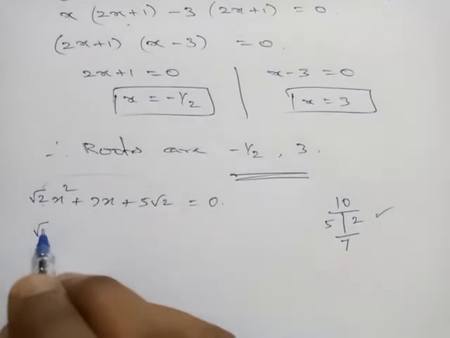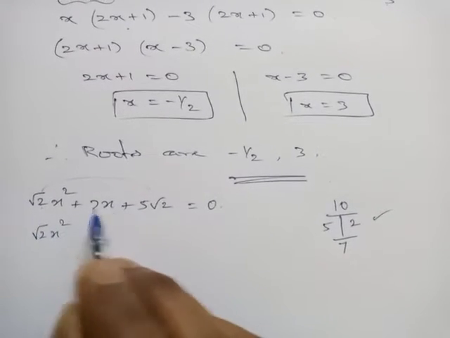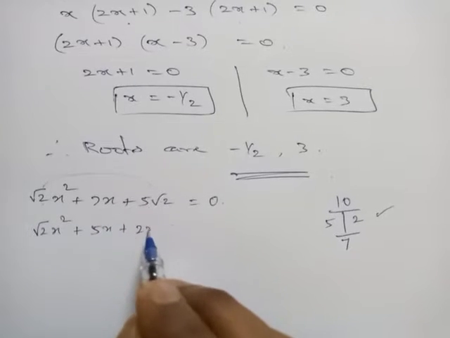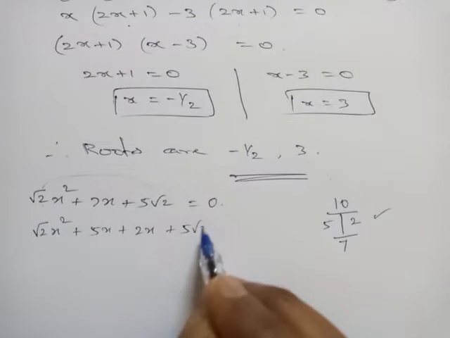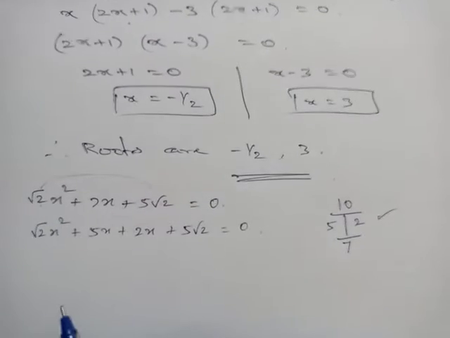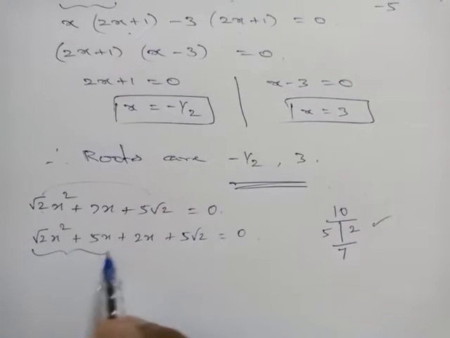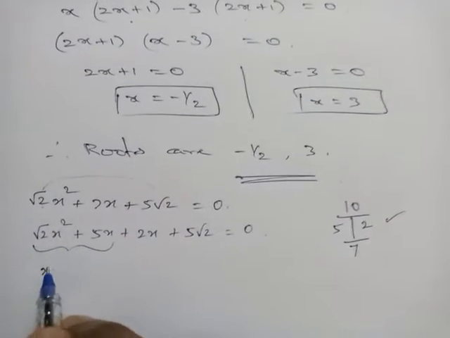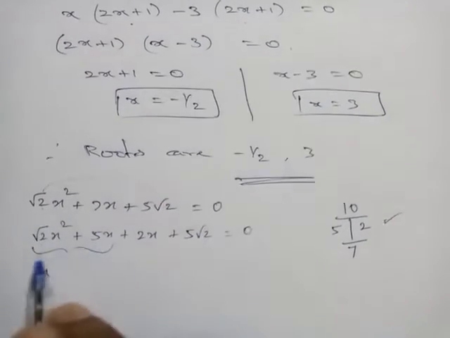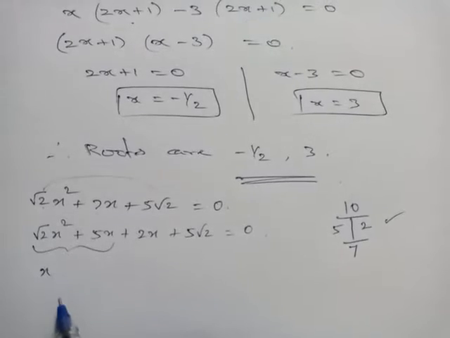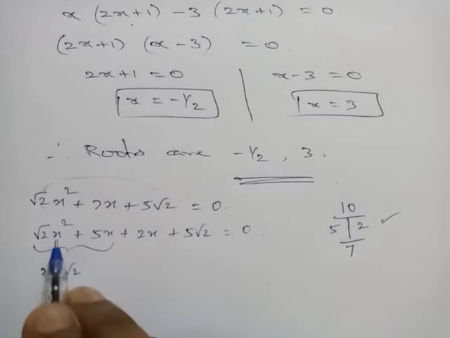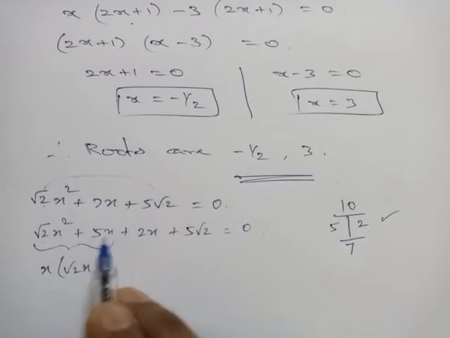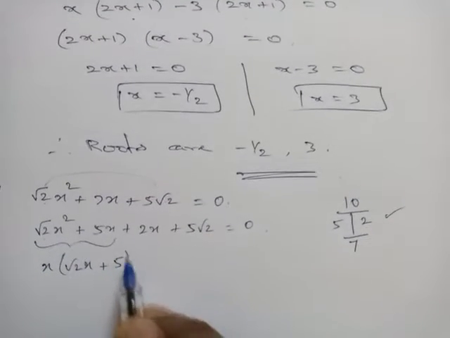So root 2 x square, instead of this 7x, how to write? 5x plus 2x. Like this we have to write, plus 5 root 2 is equal to 0. That's all. After that, from these two, what can we take out? x we can take out. Here root 2, here 5. There is nothing common between these two, so we cannot take anything. So remaining root 2 x, plus 5x, x we took out, so remaining 5.